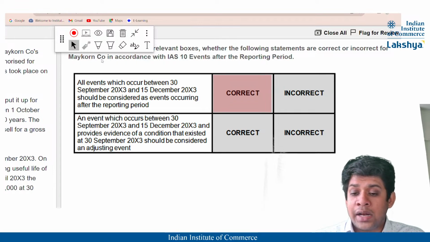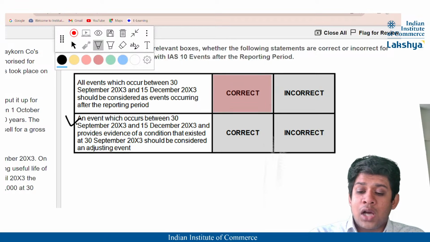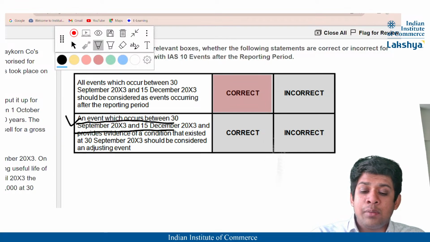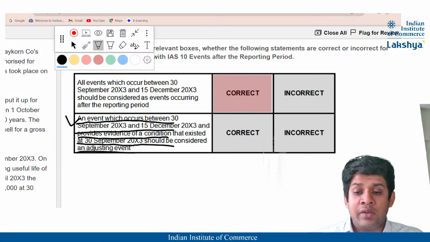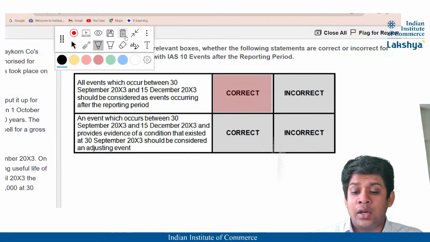Okay, not able to select it. An event which occurs between 30th September 2013 and 15 December 2013 and provides evidence of a condition that existed at 30th September 2013 should be considered as an adjusting event. Obviously, this is also correct.